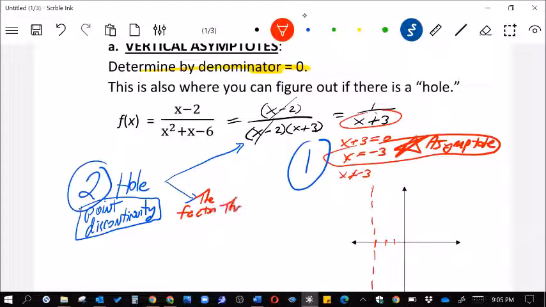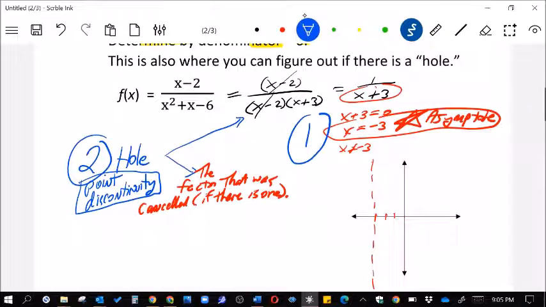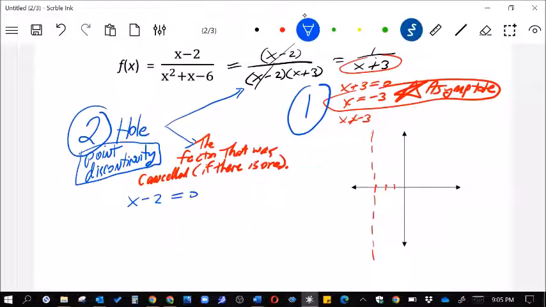The factor that was canceled, if there is one. There might not be one. If there isn't one, then there's no hole. That's simple. There just isn't one. Then you don't have to worry about it. But in this case, we have x minus 2. Make it equal to 0, so you can say x is equal to 2. So that means wherever the graph goes at 2, you have to put a hole and then have the graph continue. Okay, so where x is equal to 2, you have to put a hole.